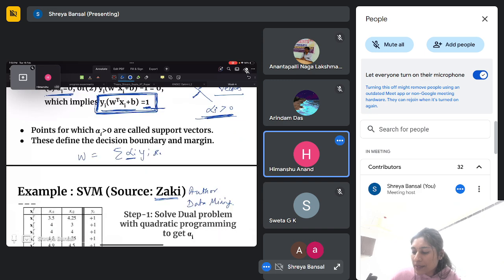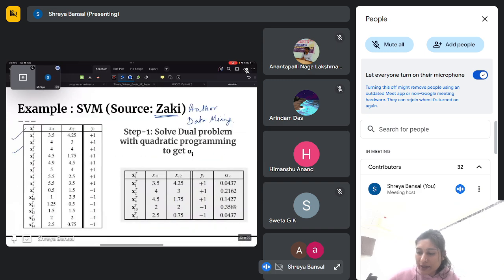Okay, so let's say this is your whole data. These are 14 points. Using quadratic programming, as given in the question from where I have taken it, they have given you the alpha values like this. For the rest of the points, the alpha value is 0, so those are not support vectors. These are support vectors. First thing.